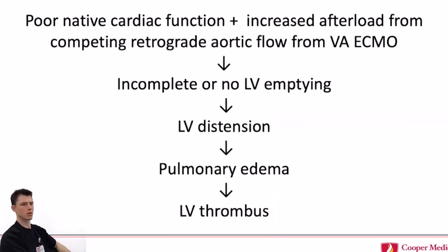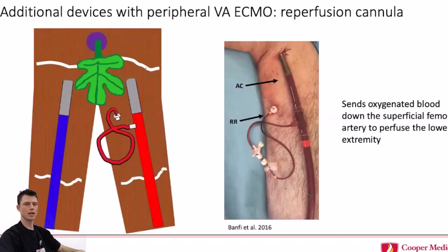Just to expand on why that happens, think about coordinated cardiac function. You have increased afterload from the retrograde flow from VA ECMO, if it's coming up the femoral artery into the aorta. Then incomplete or no left ventricular emptying, LV distension, it gets stretched out, distended, pulmonary edema as it backs up into the lungs, then you end up with a thrombus, and that's the end result. They can't get away from that once that happens.